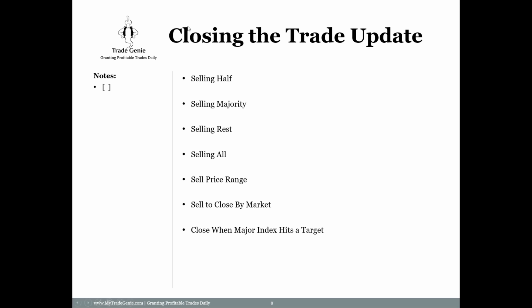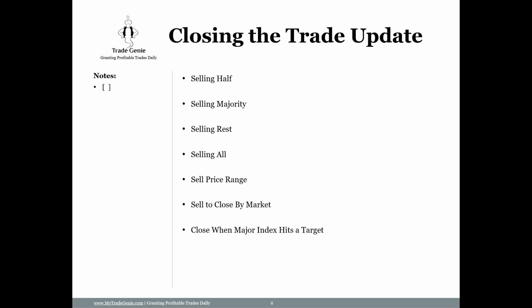So let's say selling half, selling majority, selling rest, selling all. Besides selling half, there's another one I'm introducing: selling 1/3. That means selling 1/3 of your position when the green target is hitting. If you have 3 contracts, logically you should hold for the maximum gain and sell at the yellow or red target. But sometimes you bought 10 contracts. So sell 1/3 means 3, and you sell 3 when the green or first target hits.